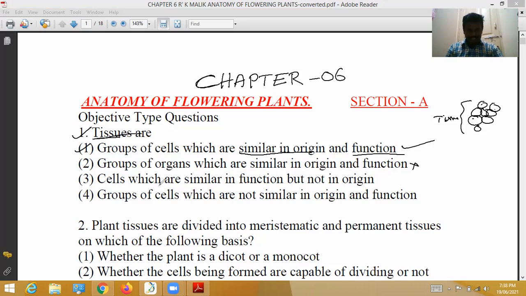Let's see the third. Cells which are similar in function but not in origin. This is also wrong, because they are similar in origin and perform a similar function. So the third option is wrong. Fourth, groups of cells which are not similar in origin and function. It is also wrong. Those are all similar in origin and function. So the correct answer for this first question is option 1.